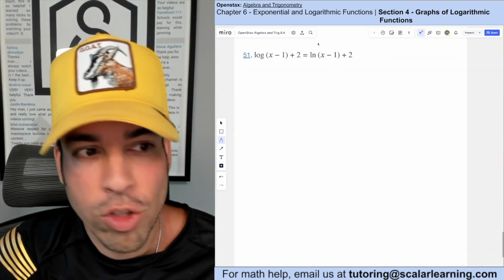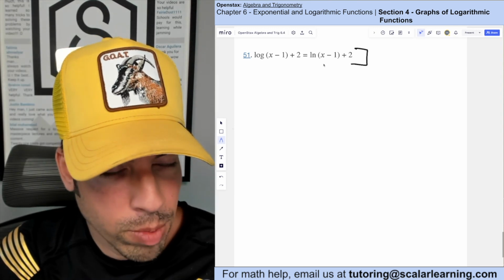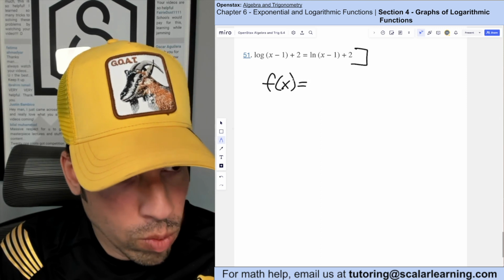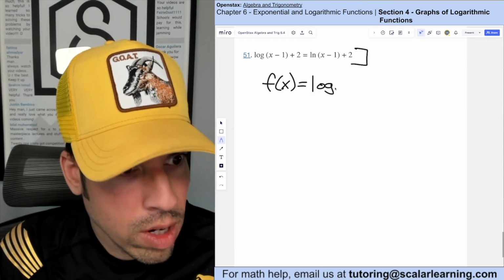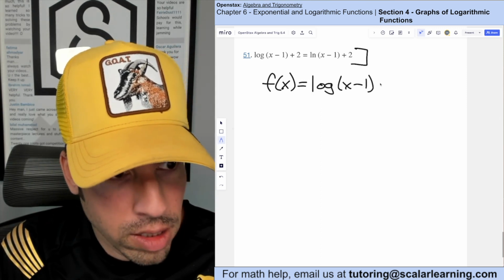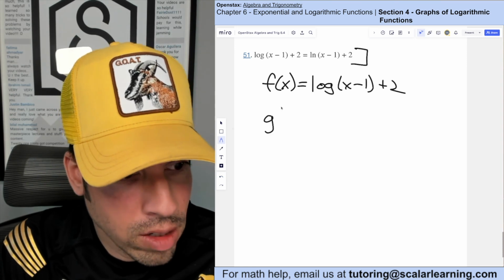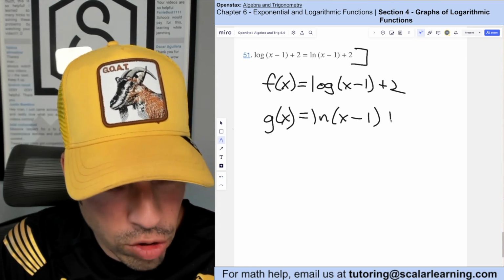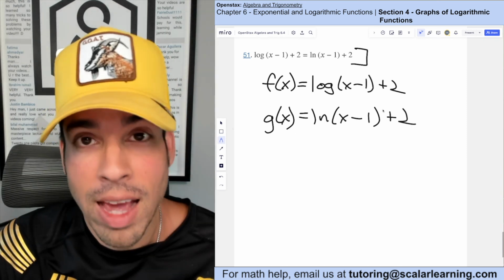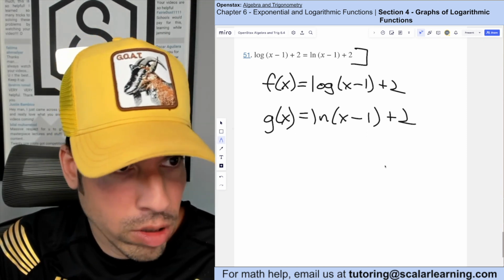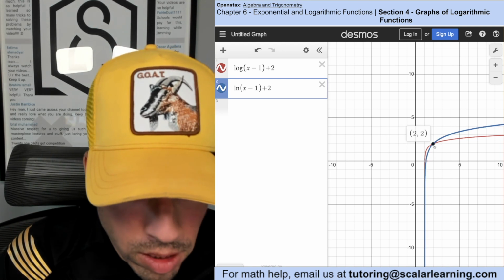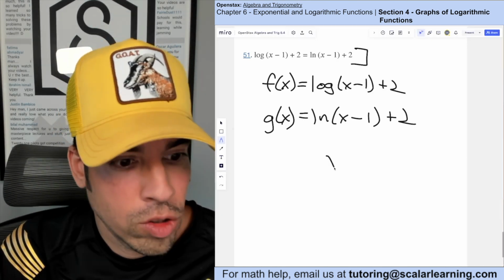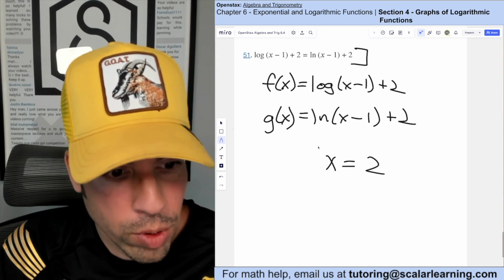So for this one, it says use a graphing calculator to find approximate values for x. So what I'm going to do is plug it in as follows. I'm going to set one function equal to the left side, which is this, and then I'm going to set the right side as another function, ln of x minus 1 plus 2. And we're going to see where they intersect, and the x value of the intersection will be our solution. Okay, so as I graph these two, I can see where they intersect, and they intersect at 2, 2, which means x is 2. So 2 is the answer, boom.